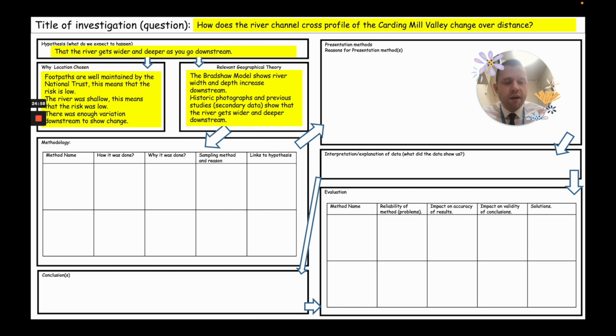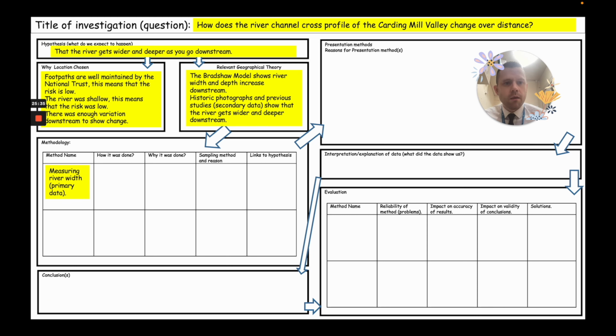Now, the relevant geographical theory is the Bradshaw model. So you will have seen this in class. Basically, Bradshaw is saying that pebbles get smaller and rounder downstream, and he said that the river will get wider, the river will get deeper. Other secondary data that we could refer to are historic photographs of the area to show what the river channel looks like, and also previous studies. So we could get the data from kids who've done this in the past, or scientists or geographers who've done this in the past, and compare it. So that's our secondary data.